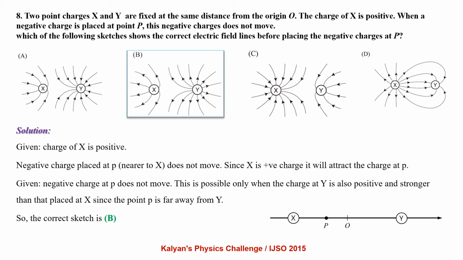Given that the charge x is positive, negative charge placed at P, that is nearer to x, does not move. Since x is a positive charge, it will attract the charge at P. Given that the negative charge at P does not move, this is possible only when the charge at Y also is positive and stronger than that placed at X, since the point P is far away from Y. So the charge placed at Y is positive and stronger than that placed at X. So the correct representation of field lines will be B.